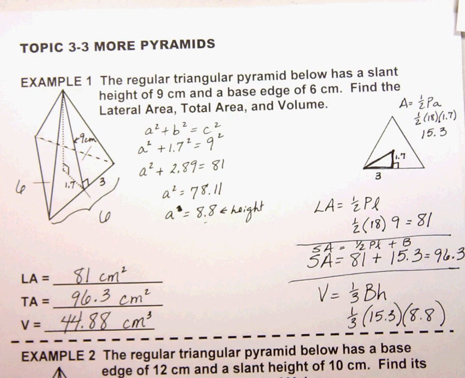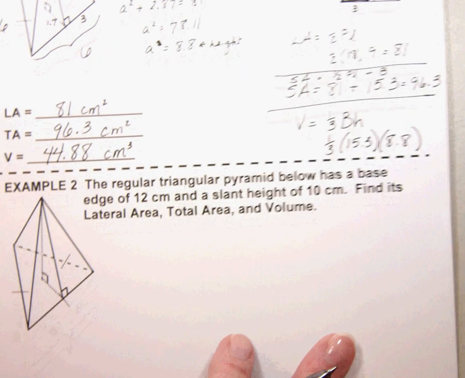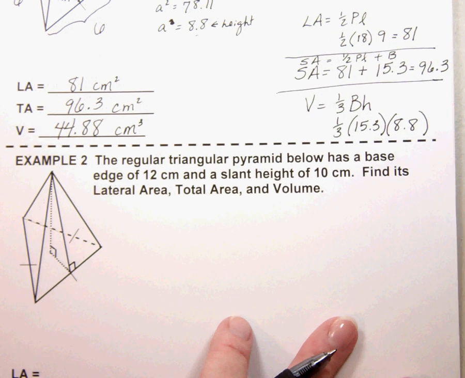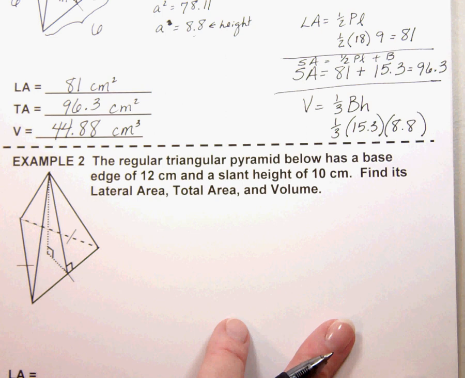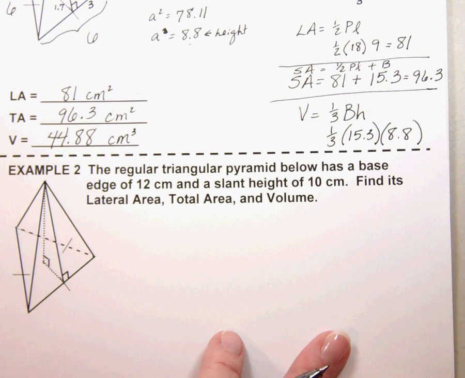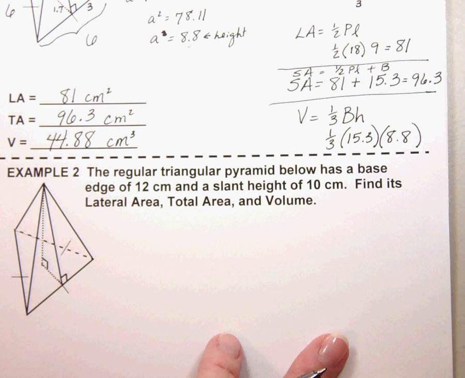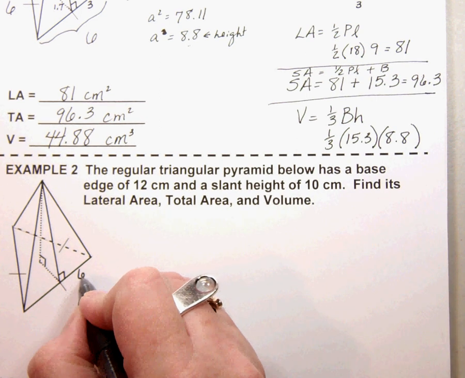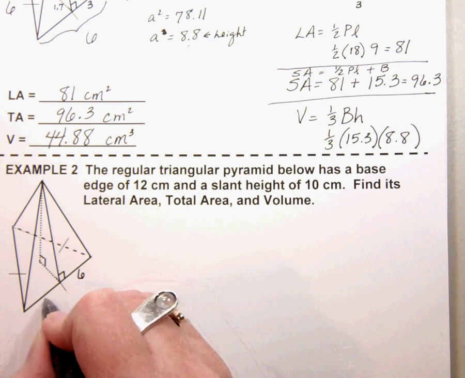Okay, let's try another one. The regular triangular pyramid below has a base edge of 12 and a slant height of 10. Find its lateral, total, and volume. Okay, this one didn't label anything either, so let's look at this like we did the other one. If your base edge is 12, half of that would be 6. So this piece right here is 6.